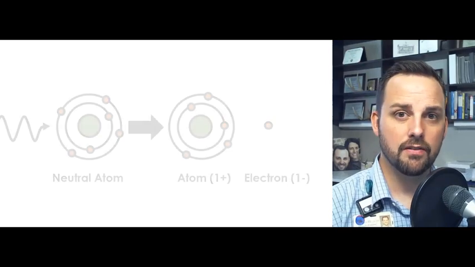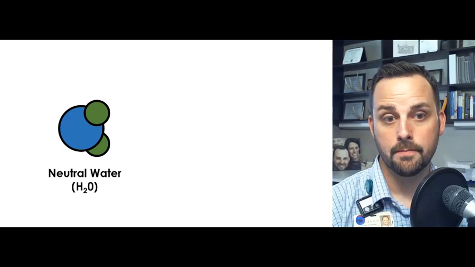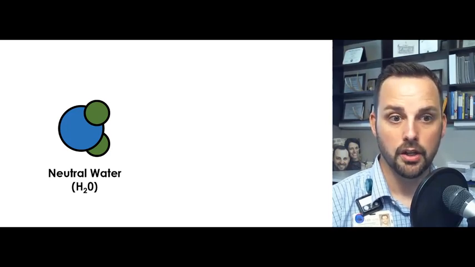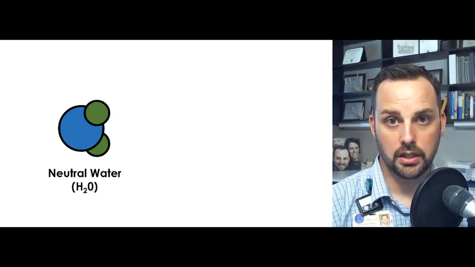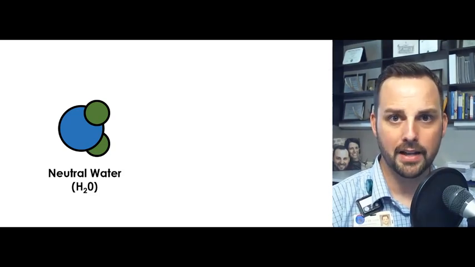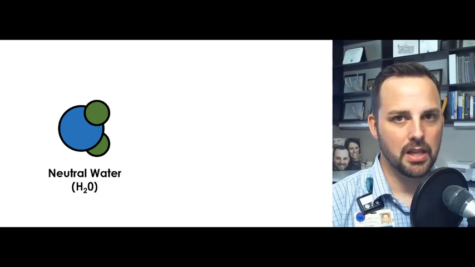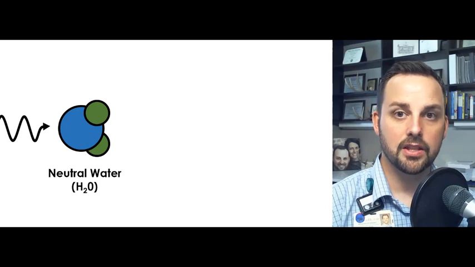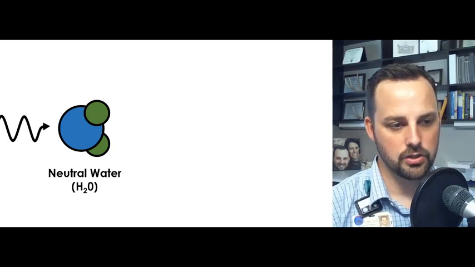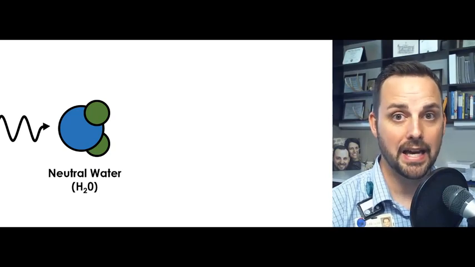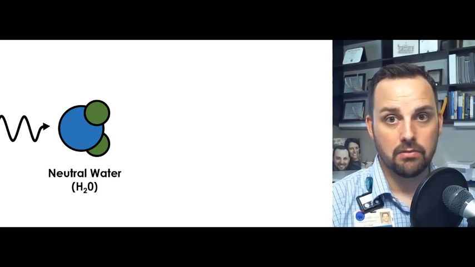But you can also think of it in terms of molecules. So let's say we've got this neutral water molecule. So in total, this molecule has no charge. It's electrically neutral. It's got a lot of positive and negative charges in it, but in total, it's neutral. But the same thing can happen. Let's say that this neutral water molecule is struck by an X-ray photon, which is a type of ionizing radiation. The same thing's going to happen.